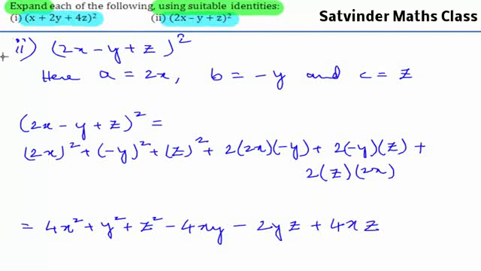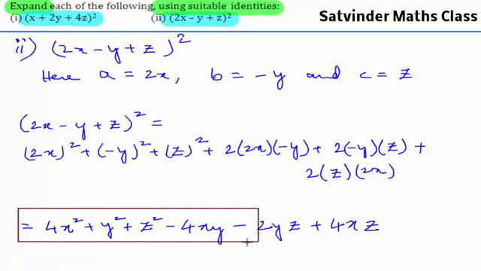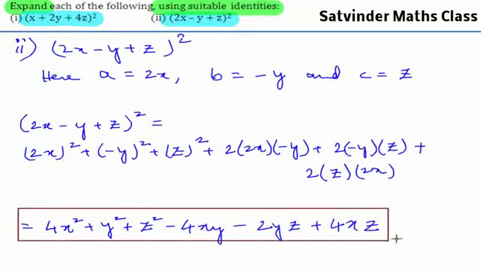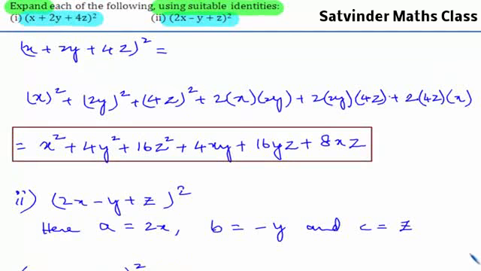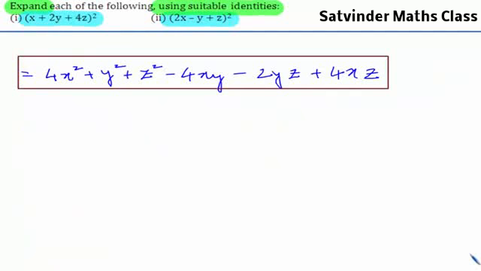This is the required expansion for (2x - y + z)². It is very important that you remember this identity to solve this problem. This completes the solution to this problem.